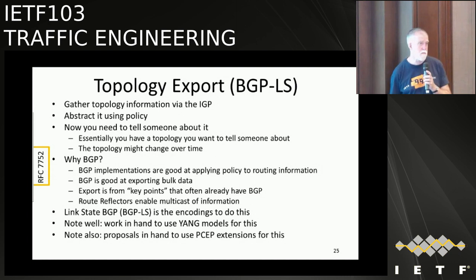BGP is also quite good at moving bulk data around, and the export of topology is an example of moving bulk data. It also turns out that the places in the network that you want to do the export from are typically nodes that are already running BGP. And lastly, a feature of BGP, the route reflector, allows you to send the information to multiple places without overloading the network nodes themselves. So we invented link state BGP, BGP-LS, a set of encodings to take information that describes links and nodes in their traffic engineering form from the network and send it out in BGP.